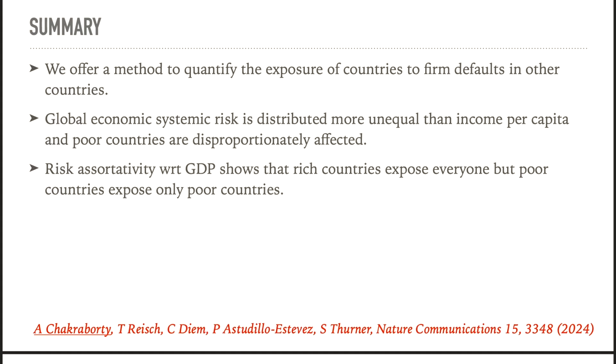To summarize, we offer a method to quantify the exposure of countries to firm defaults in other countries, and global economic systemic risk is distributed more unequally than income per capita, and poor countries are disproportionately affected. Risk assortativity with respect to GDP shows that rich countries expose everyone, but poor countries expose only poor countries.